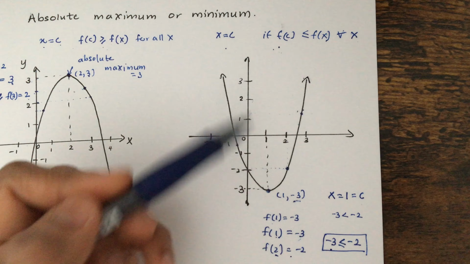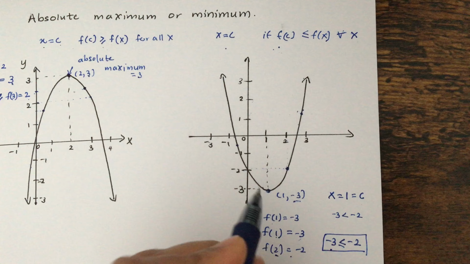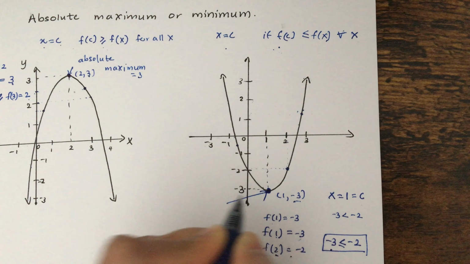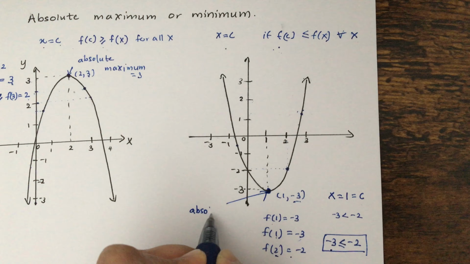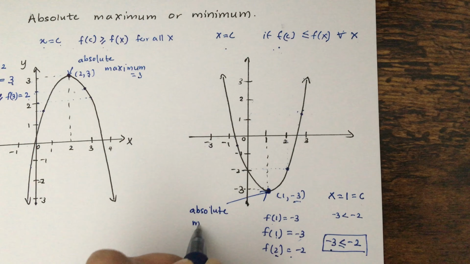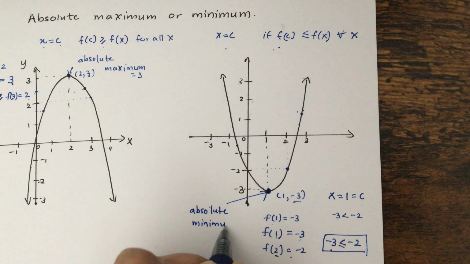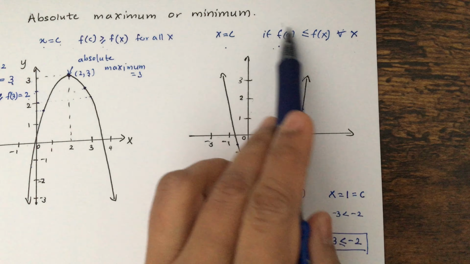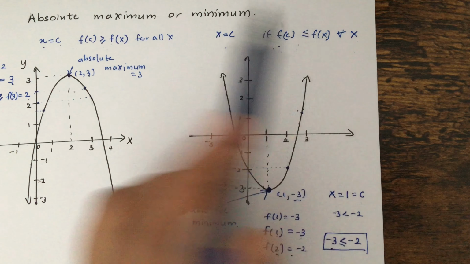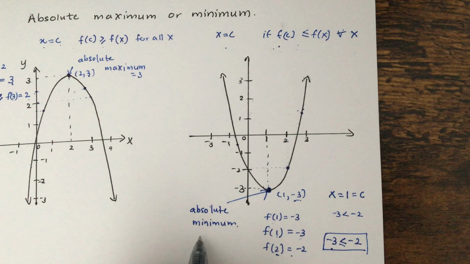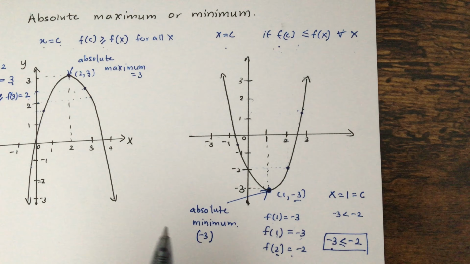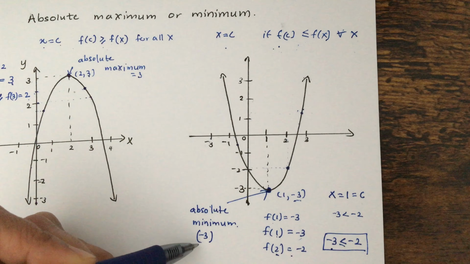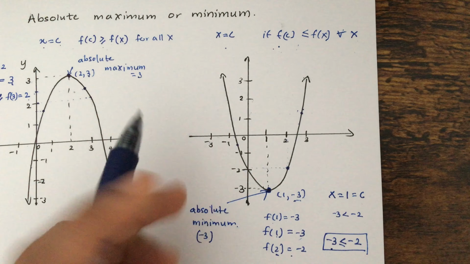If you see that kind of behavior on your graph, then you can definitely say that this point is an absolute minimum. Make sure this condition is satisfied for all x, okay? So the absolute minimum is negative 3. The absolute minimum is at x equals 1, and the absolute minimum value is negative 3, the y value, okay?